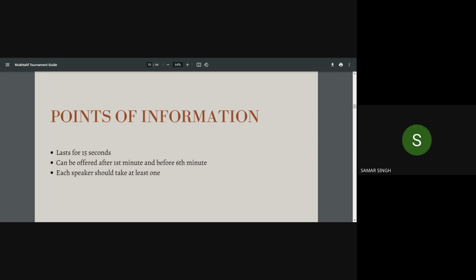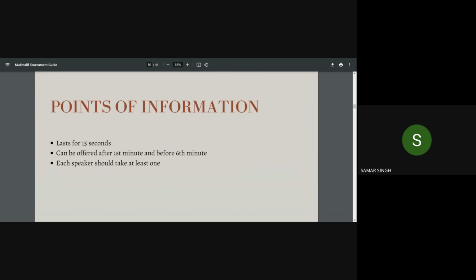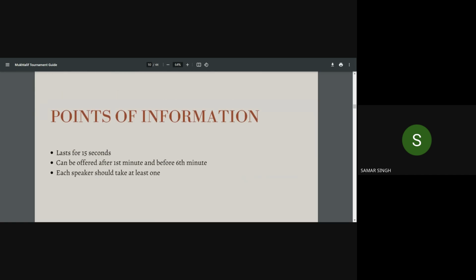Before we take further questions, let's end this session with the concept of POI. What is POI? POI is basically a question that you ask your opponents while they are speaking. It should be between the second and the fifth minute, meaning you cannot ask a POI in the first and the last minute. It should not exceed 15 seconds. It should be a question, not a rebuttal. You cannot ask a rebuttal within a speech. It should be a question that your opponent can answer, not a sarcasm.